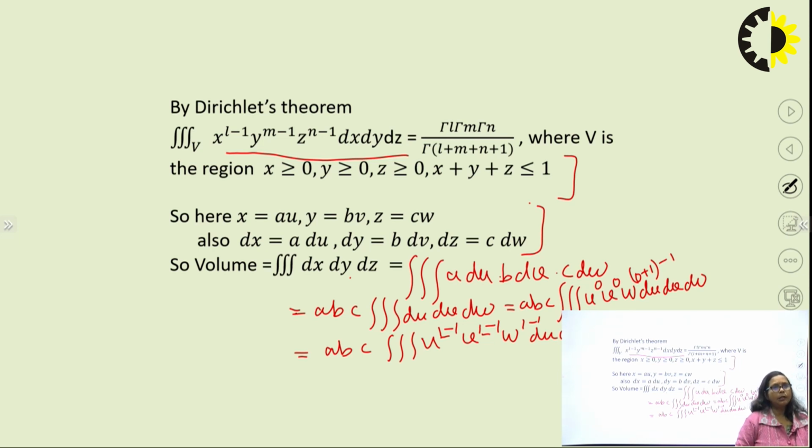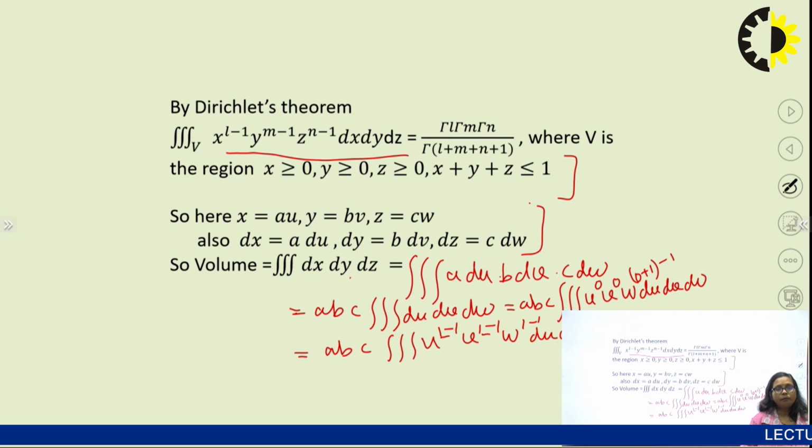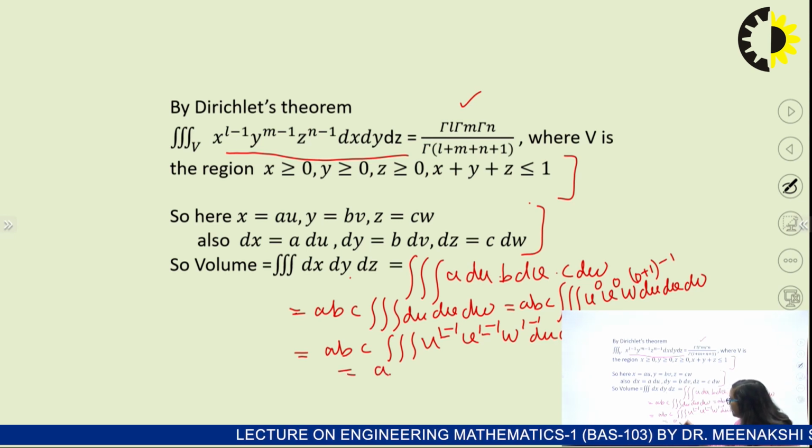So when I get the values l, m, n, the domain for Dirichlet is satisfied. So directly writing its value by using the gamma function, l, m, n each are taking the value 1. What is the value? This is abc.